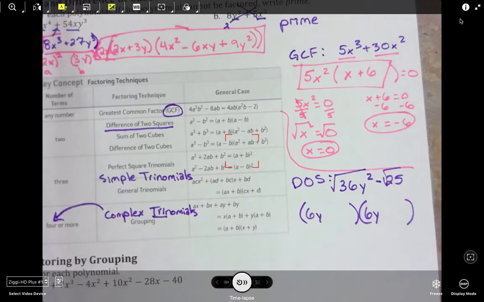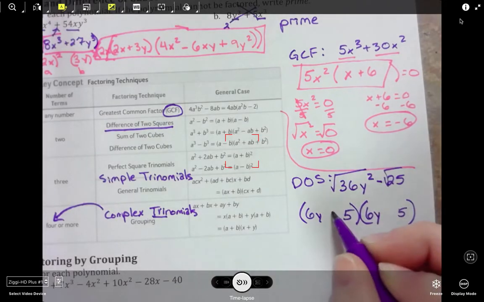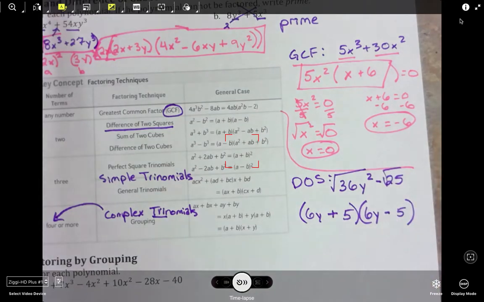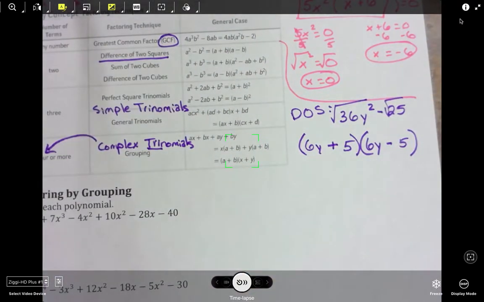Can I take the square root of 25? Yes, I can. It is 5 and 5. And one of these will be plus, and one of those will be minus. And that's the difference of squares. Super, super easy. Those are the ones that I love. Those are my favorite out of the 4 types, the difference of squares.